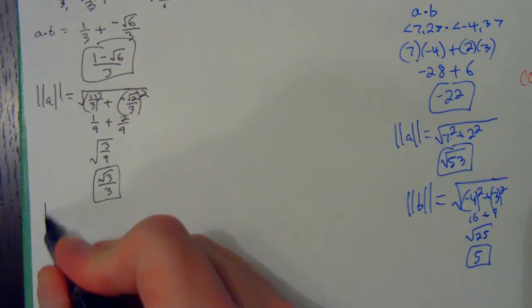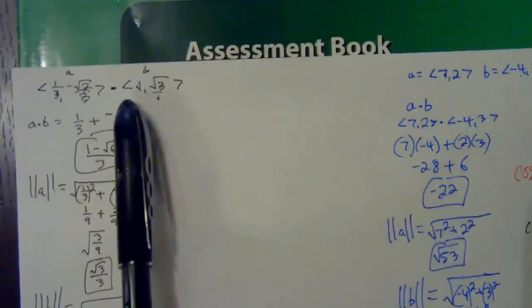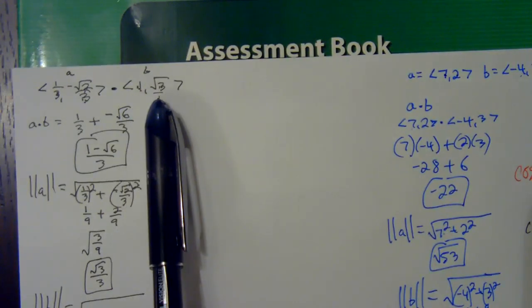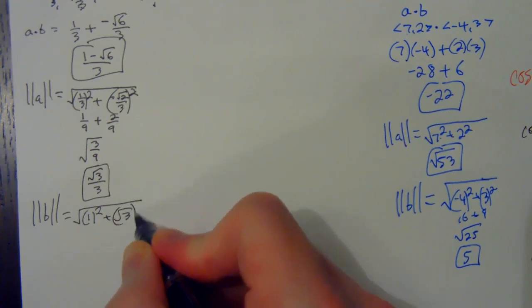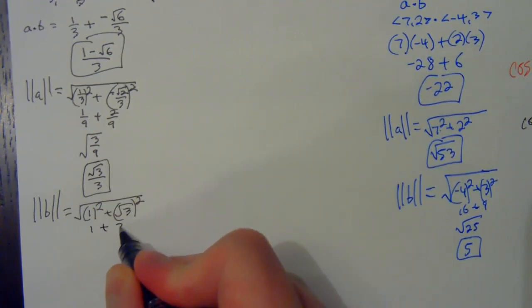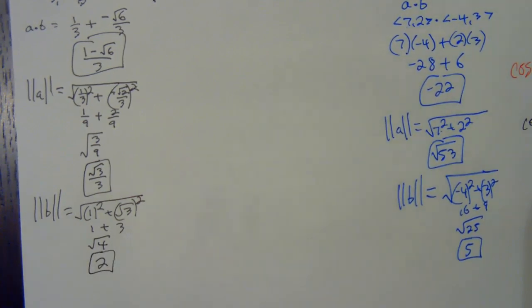And I'm also going to do the magnitude of B the same way. I'm going to do the square root of 1 squared plus the square root of 3 squared. And it's going to be 1 plus 3. That's going to be the square root of 4, which is equal to 2.